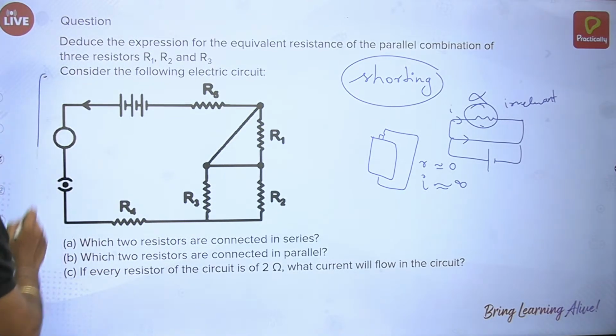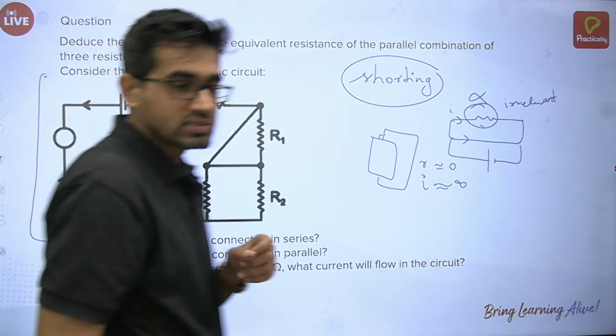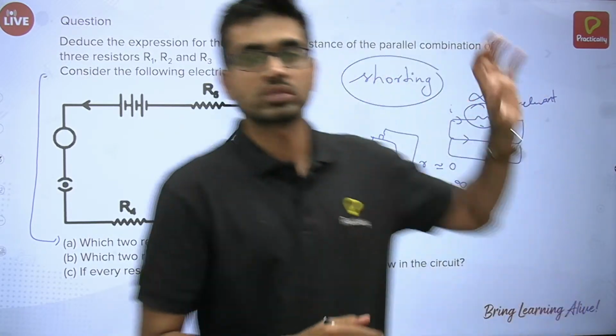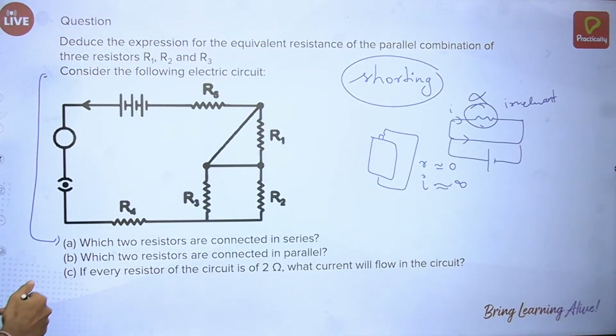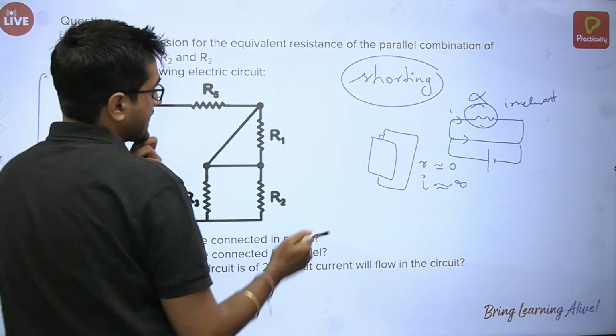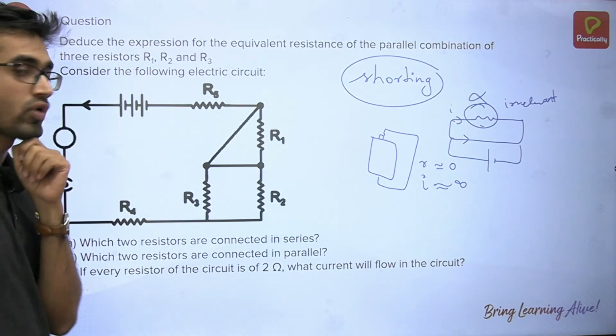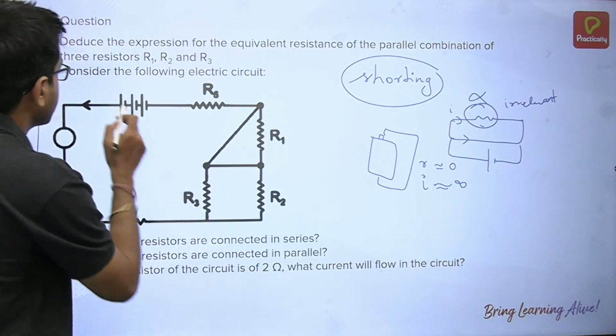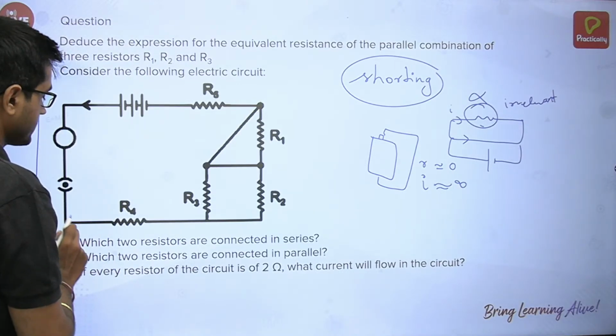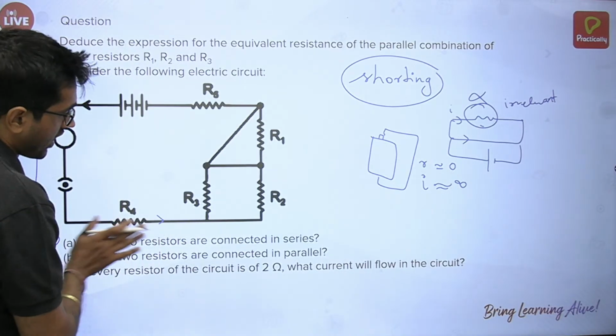Now I'm going to solve this first because actually A, B and C will give you the answer to this major question. Let's come back. Which 2 resistors are connected in series? First of all, let's start. The current is flowing via this wire it is going into this, so R4.